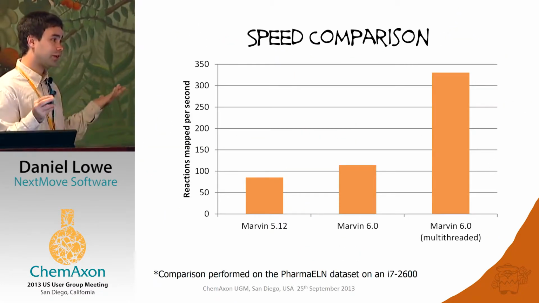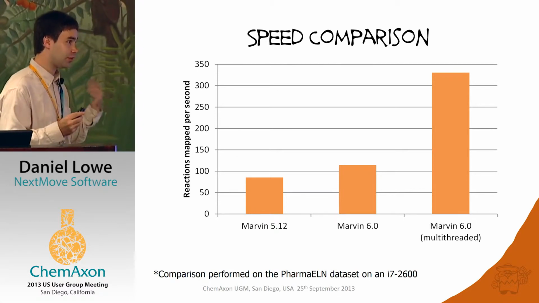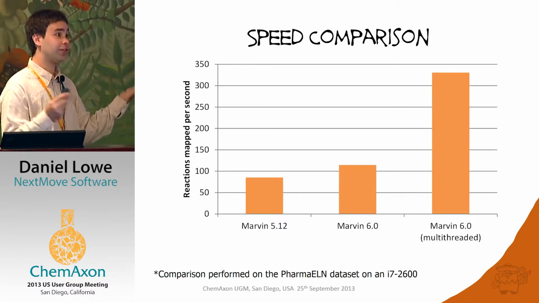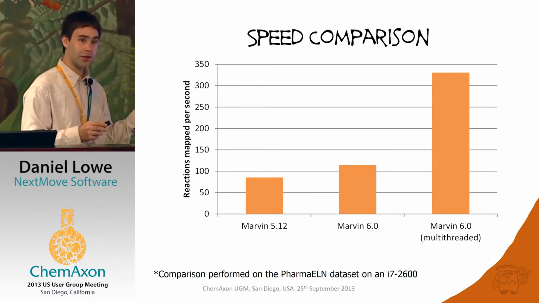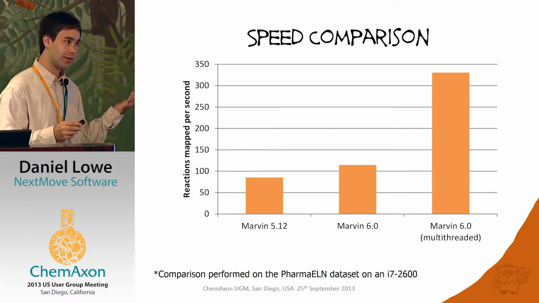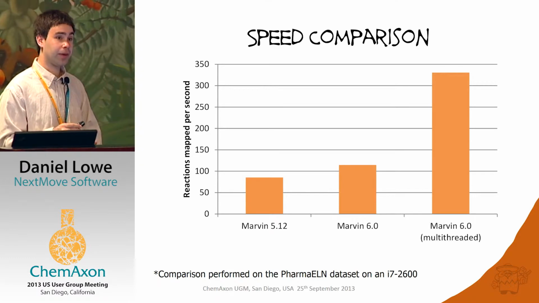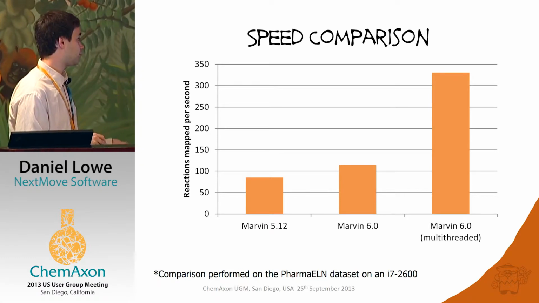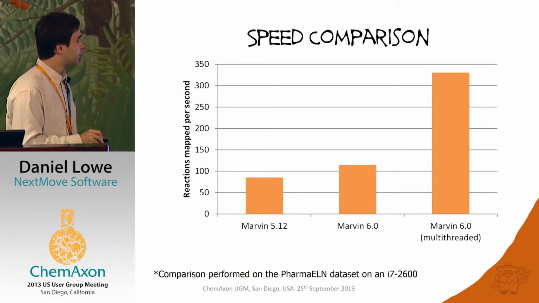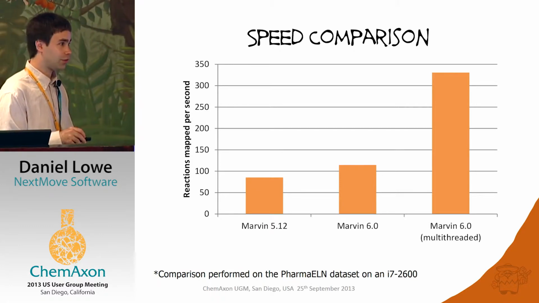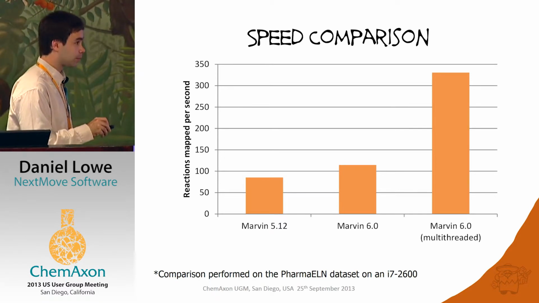I also did a comparison of the speed. The new algorithm has not only got better results, it's also faster. And the API also offers a convenience method for doing multi-threading, making it very simple if you want to run atom mapping in parallel. And hence you can get, I guess from here, about a 4 times speed improvement. This is on a quad-core machine. Obviously, if you have more than 4 cores, you get even bigger improvements.